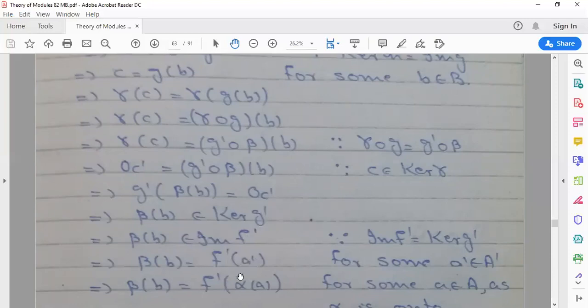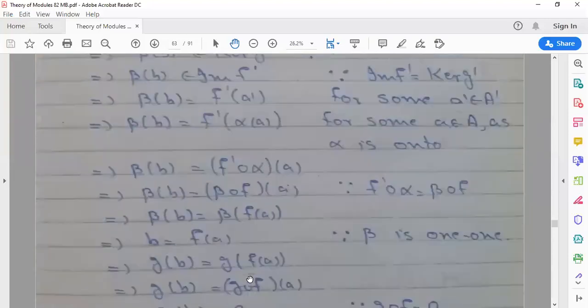After this we write a dash is equal to alpha a, because alpha is onto. We again combine composition of functions. So by composition of functions, f dash composition alpha is equal to beta composition f. We again open the composition of functions. So beta of f of a. After this we get the result, because beta is 1-1, so b is equal to f of a.